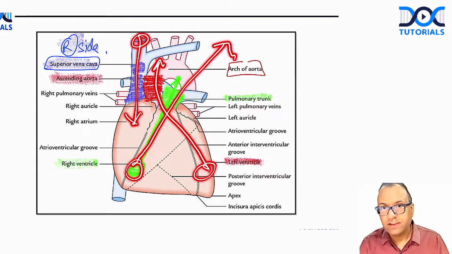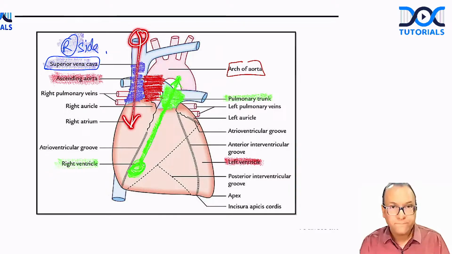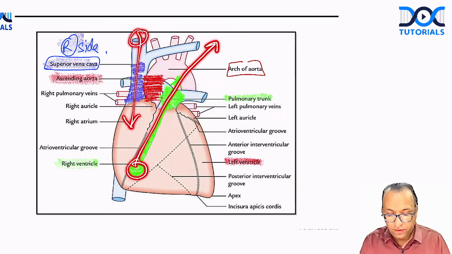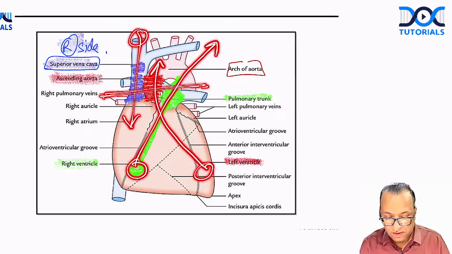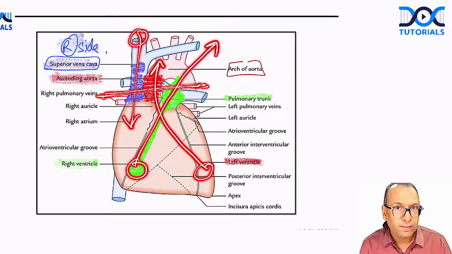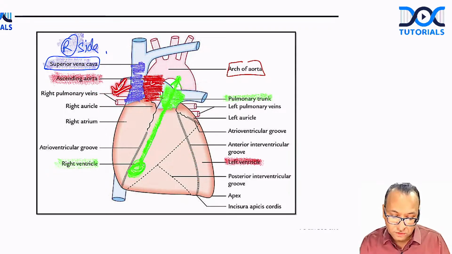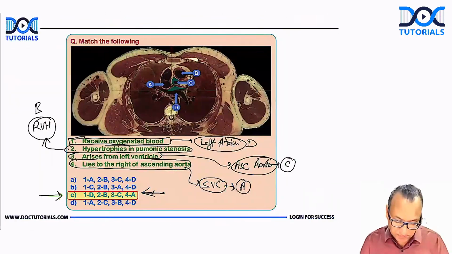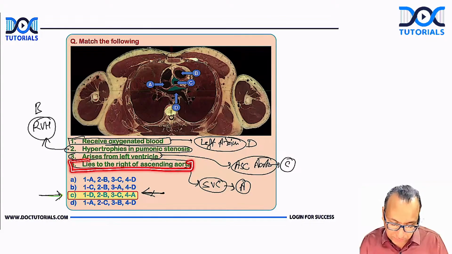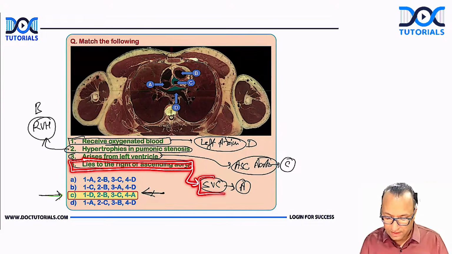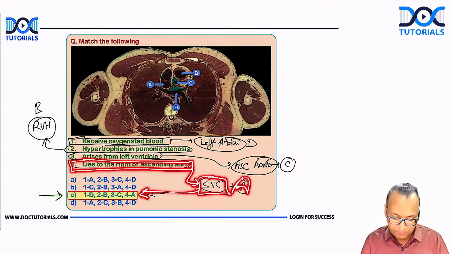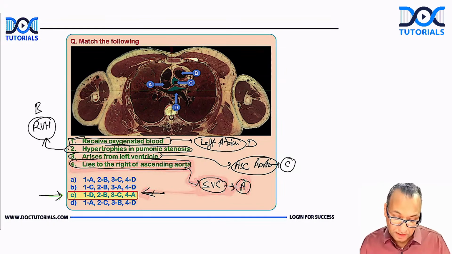So remember these relations. Superior vena cava entering right atrium. The right ventricle sending pulmonary trunk, which moves towards the left side, and left ventricle sending the ascending aorta. This three vessel relation you have to remember. In your question, the option was a vessel to the right side of ascending aorta. Who is that? That is superior vena cava. Marker is A. That is why we have kept our answer as choice number C.